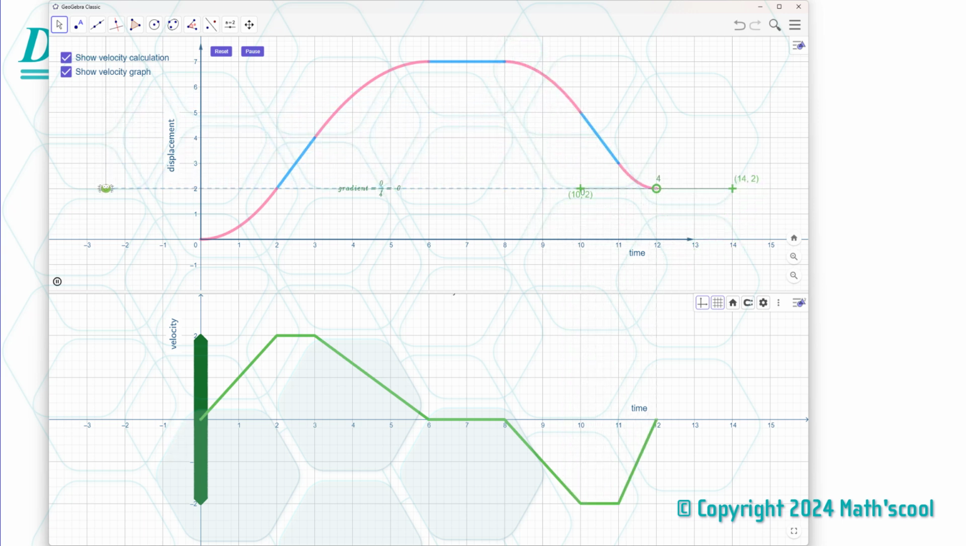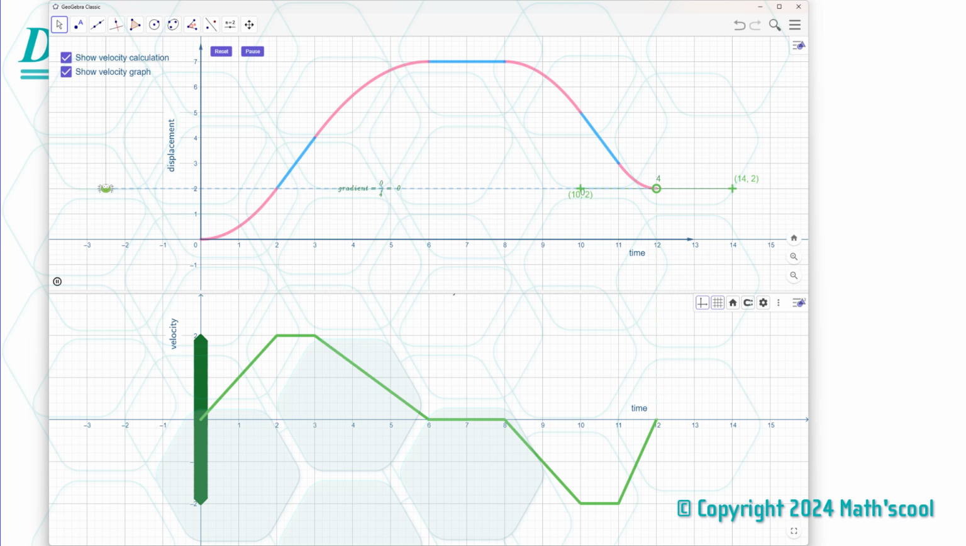Okay, so let's go back over that. On the displacement time graph here, remember the gradient gives us the velocity. So here the gradient is 0, but the steepness is constantly increasing. So during this pink bit here, the steepness is increasing, which means the gradient is increasing, which means the velocity is increasing. So what you see is the velocity is increasing here.